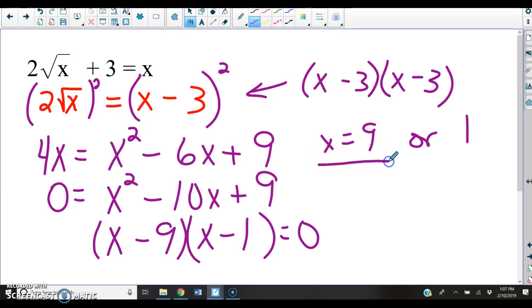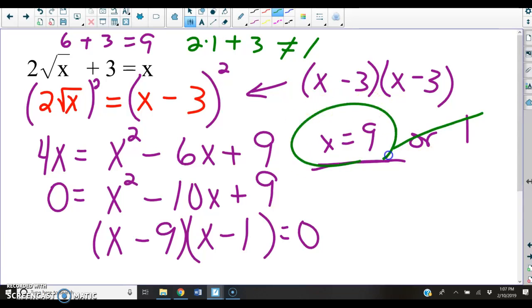Okay, so when I try the 9, square root of 9 is 3. 2 times 3 is 6, plus 3 does equal 9, so 9 works. Now we're going to try the 1. Okay, I got to change colors. Square root of 1 is 1, so I got 2 times 1 plus 3. I'm sorry, that does not equal 1. So 1 is extraneous. I get just one solution for that.